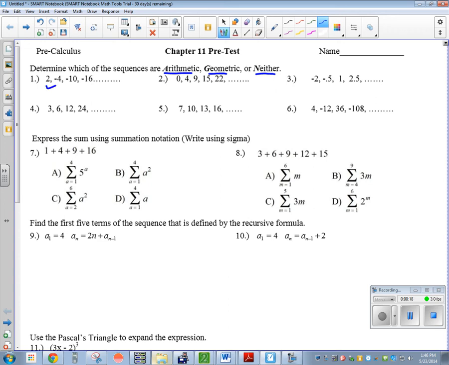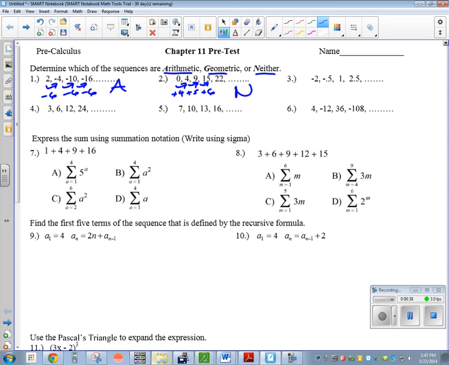On number 1, each time we are subtracting 6. So if we subtract the same number each time, that means it's arithmetic. Number 2, looks like we're adding 4, then adding 5, then adding 6. So if we're adding different numbers each time, that makes it a neither pattern.